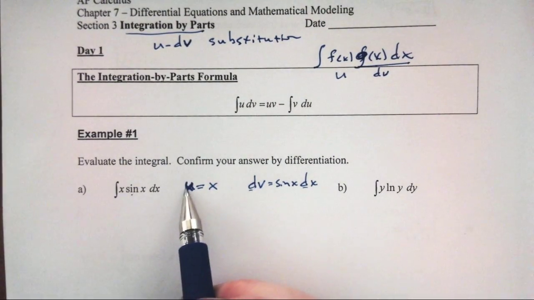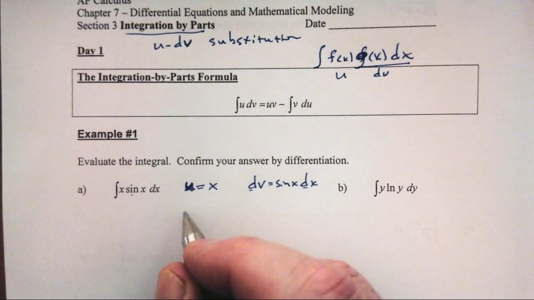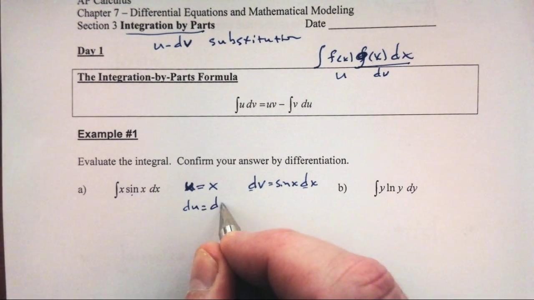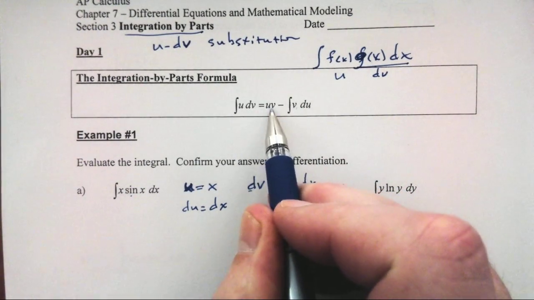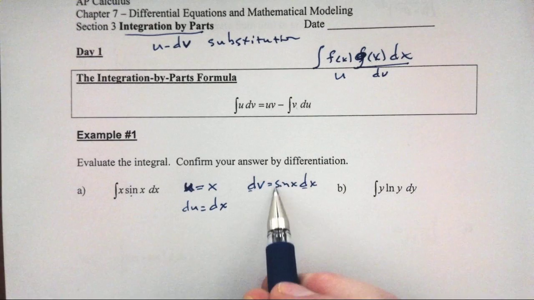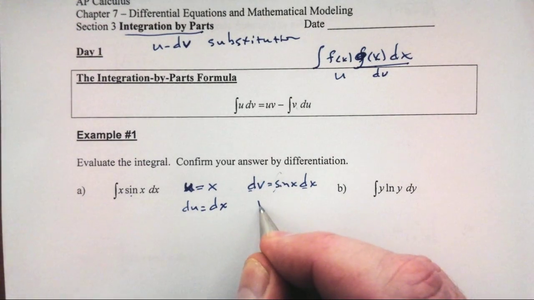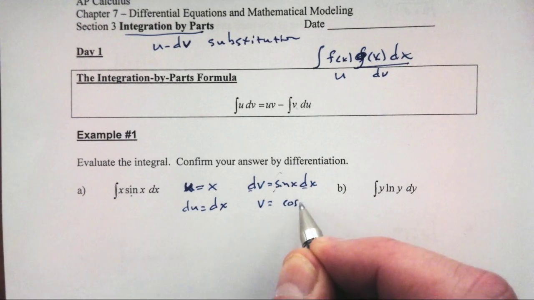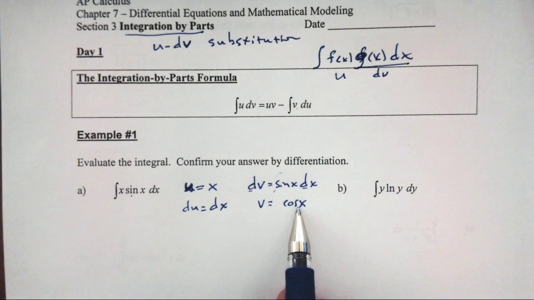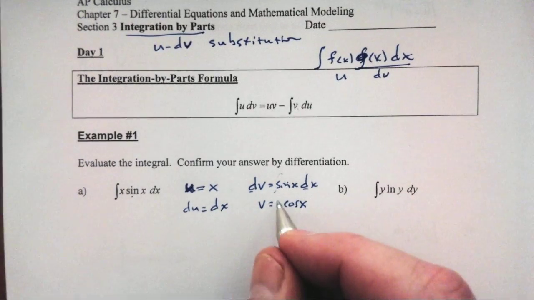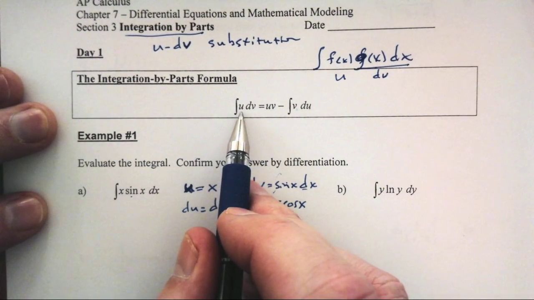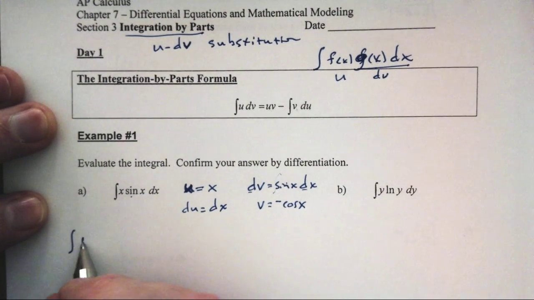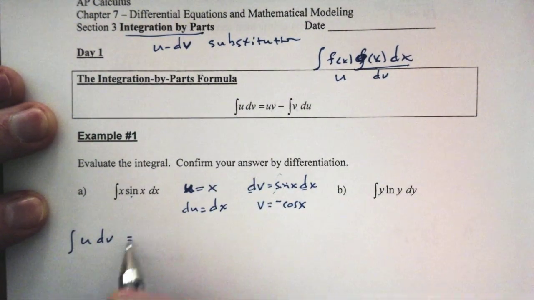So what do I need? I still need du, so the derivative of u is the derivative of x. I still need plain old v. In fact, I need plain old v twice. To get to v from dv, I have to integrate sine of x. So v I'm going to put under here. It wants to be cosine. However, the derivative of cosine is negative sine, so if I work backwards, this needs to be the opposite of cosine.